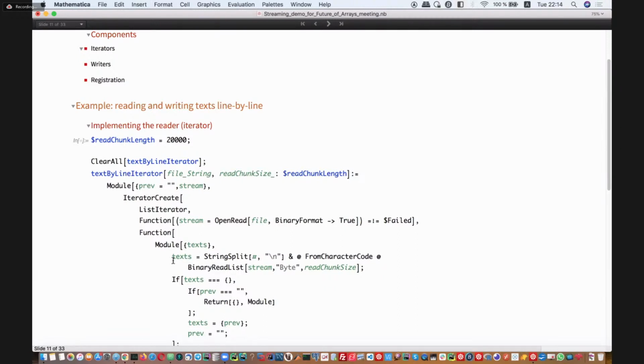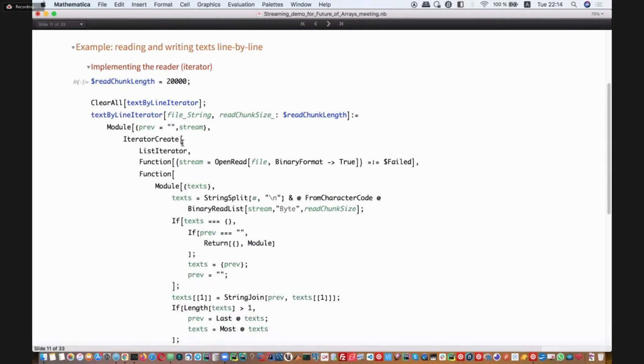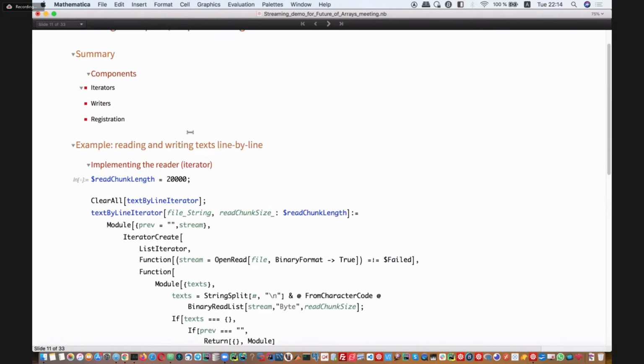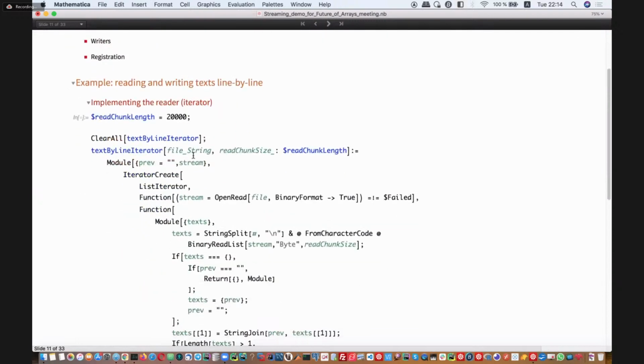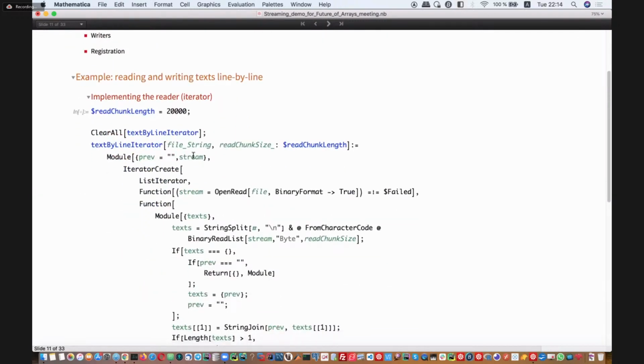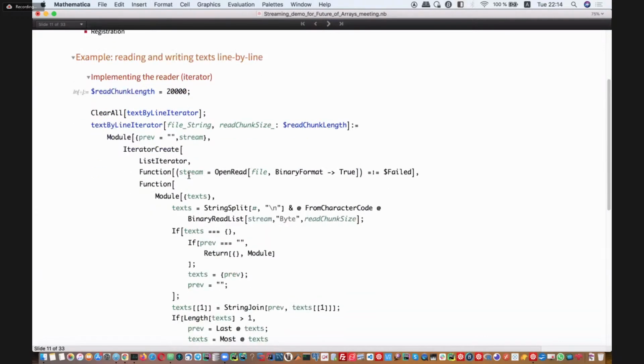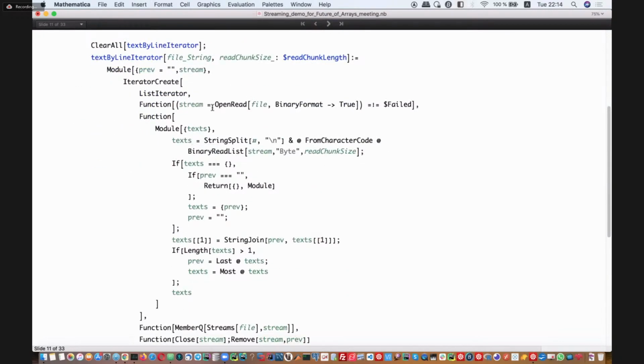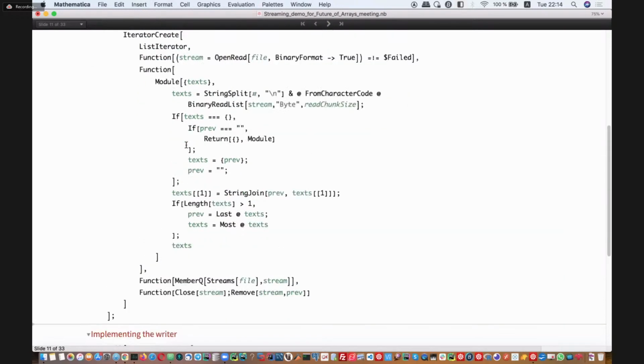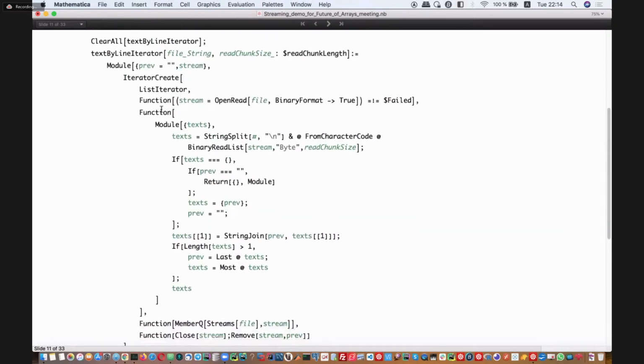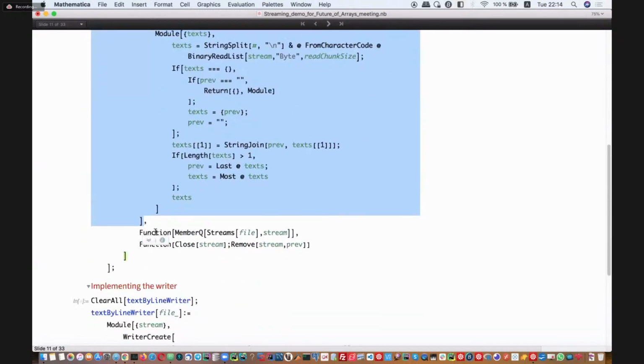Okay, let's see this. What this does is create an iterator for a lazy list, which reads a file one string at a time. So the unit of work here is a string. This is an implementation of an interface that one has to implement. Basically, one has to implement four functions: initialization, next element, asking whether it's still active, and closing.